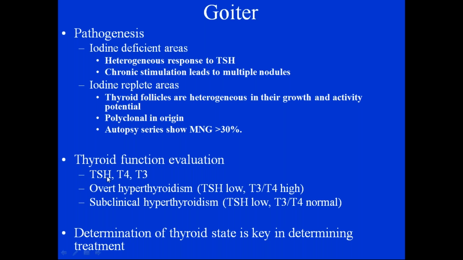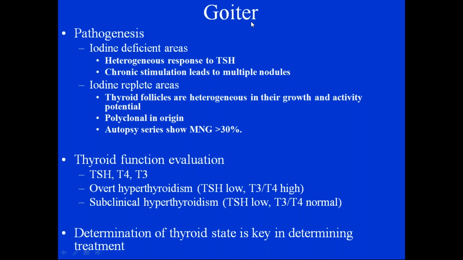How do you evaluate? We do a TSH, T4, T3. Generally in hypothyroidism, TSH will be high, T4 will be low, T3 will be low. But what is overt hyperthyroidism? TSH will be low and T4, T3 will be high. And subclinical hyperthyroidism is when TSH is very low and T3, T4 are normal. When T3, T4 are normal and TSH is low, it is known as subclinical. It is called hyper when TSH is low and T4, T3 are high. If T4, T3 are low and TSH is high, then it is hypothyroidism.